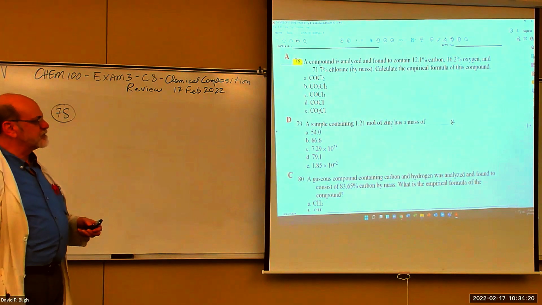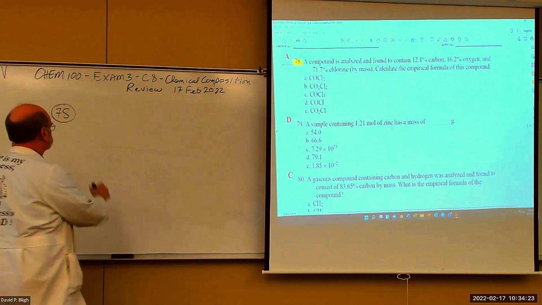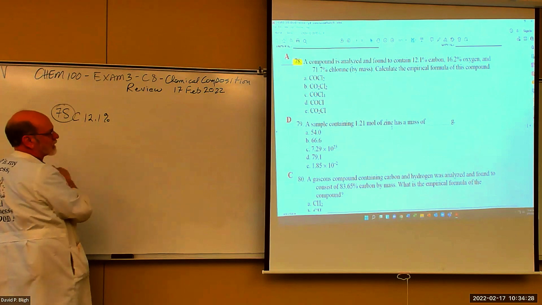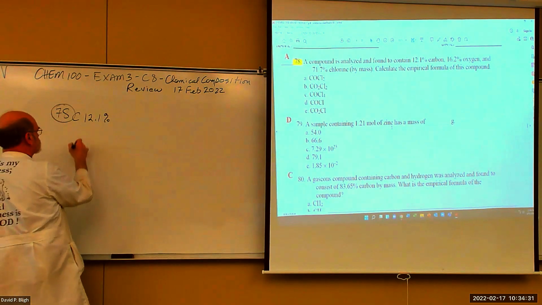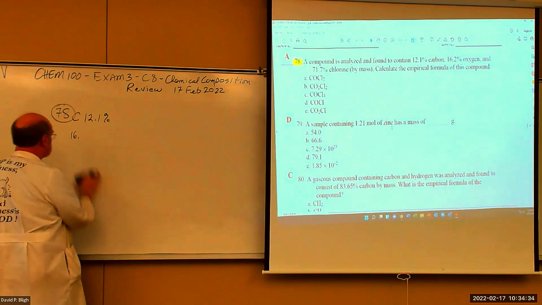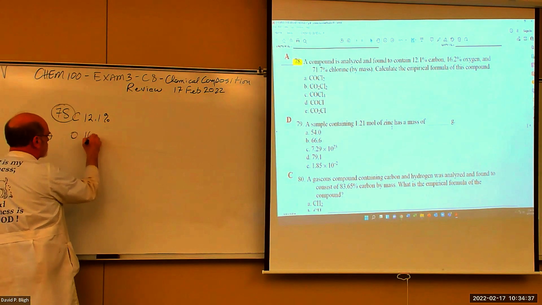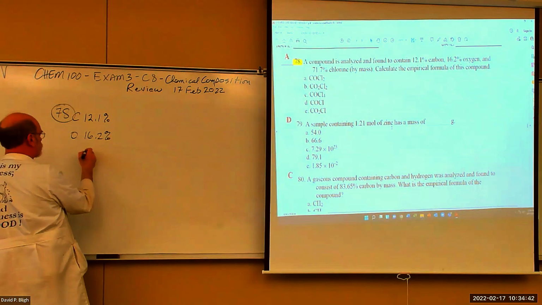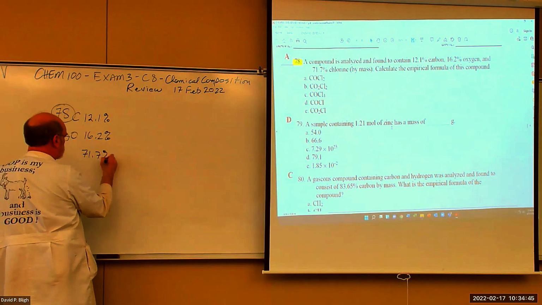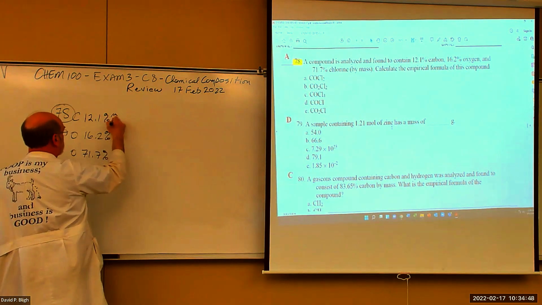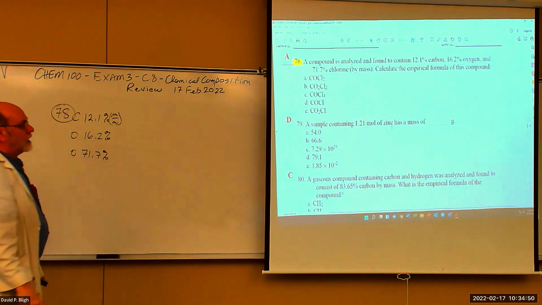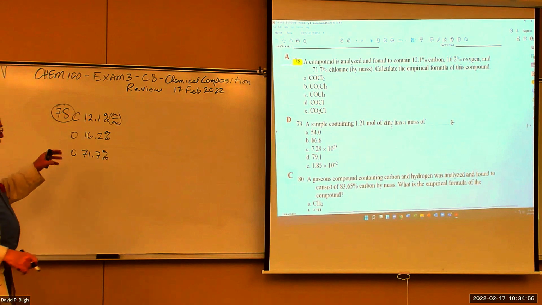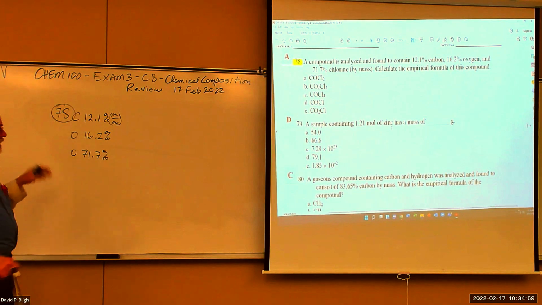A compound is analyzed and found to contain 12.1% carbon, 16.2% oxygen, and chlorine, 71.7%. And this is by mass. Calculate the empirical formula. Okay. We've done one like this before, but it only had 2 elements in it. This one's got 3 elements.